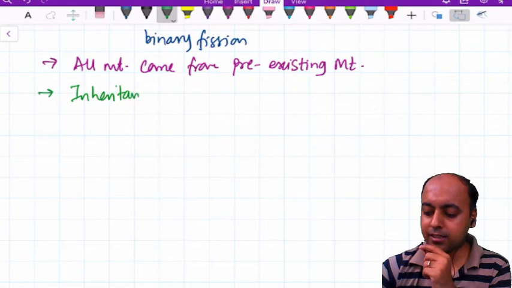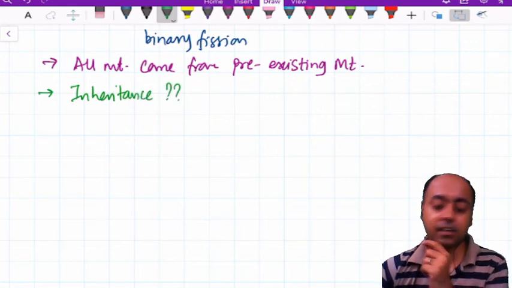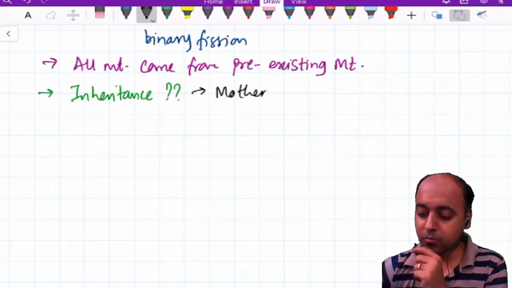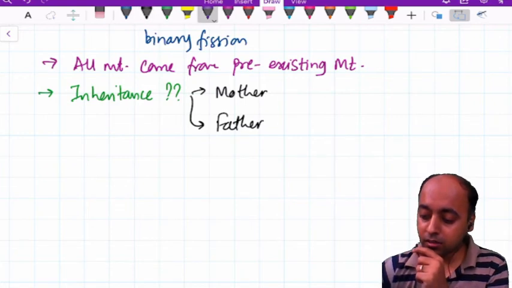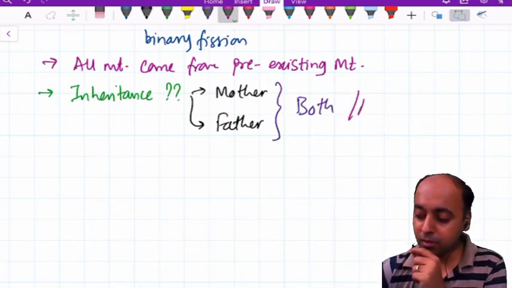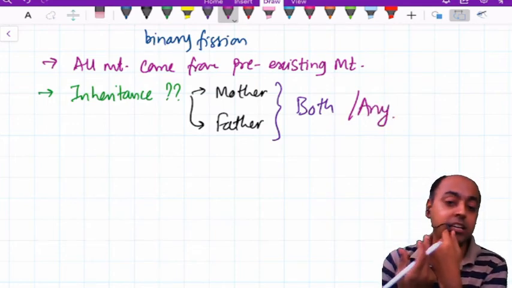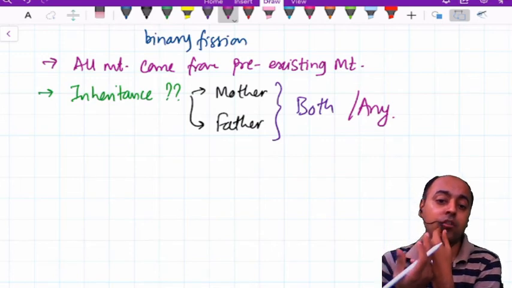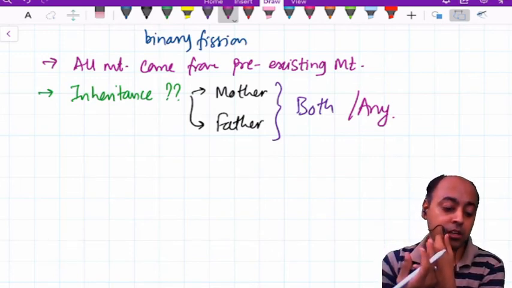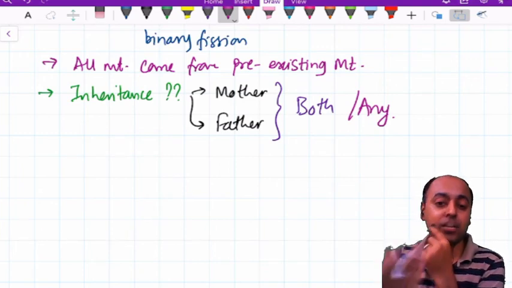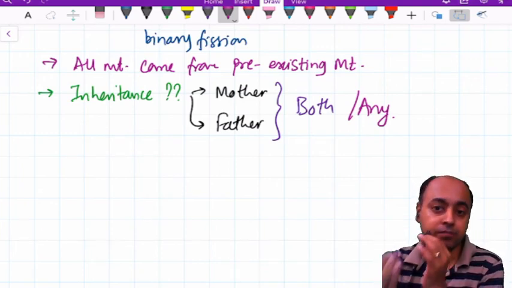from where is the inheritance occurring? Is it coming from mother? Is it coming from father? Is it coming from both? Can it come from any of them? There is no fixed pattern, it can come from any of them. What is the inheritance of the mitochondria? Does it come from mother, from father, can it come from both, or from any of the sources in the offspring?